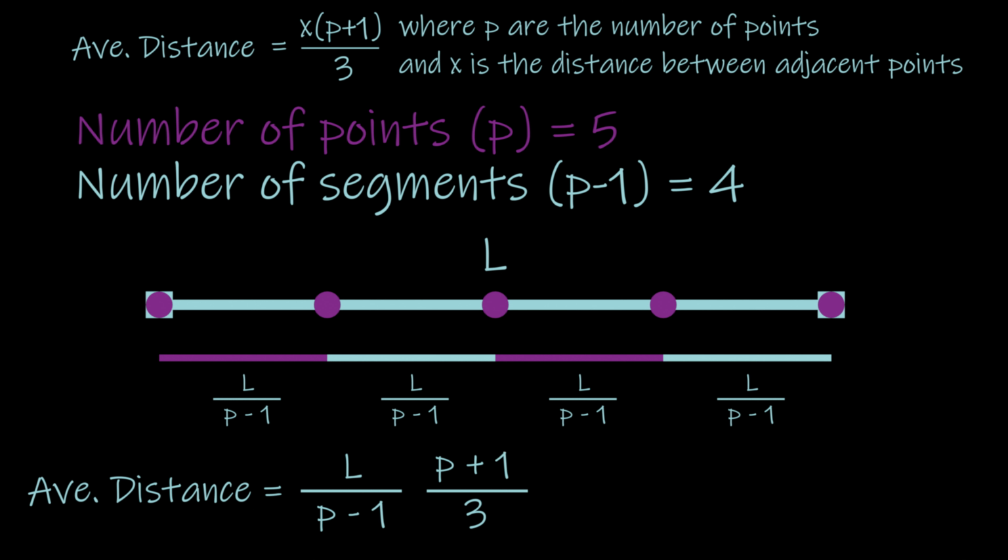This gives us the average distance for a line of length L that's been broken down into p evenly spaced points. We want the average distance between points on a line segment, not just a finite number of points. To do this, we will have to take the limit as our number of points approaches infinity. Taking the limit as p approaches infinity of our average distance formula that we just set up, we get L over 3. And there you have it. The average distance between 2 points on a line segment of length L is L over 3.